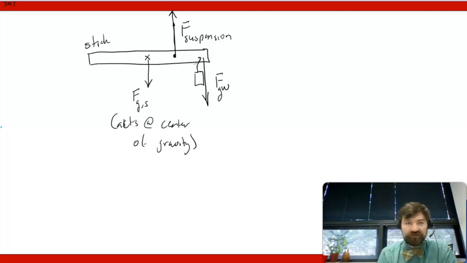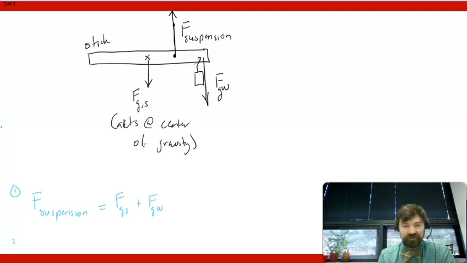And so it's necessarily true that if this is an equilibrium, the suspension force must be equal to the weight of the stick plus the weight of, well, the weights that we've hung from the other end of the stick. So this is the first condition. The second condition says that the torque must be balanced. And for that we have to pick an axis of rotation. So perhaps we pick the end of the stick as our axis of rotation.